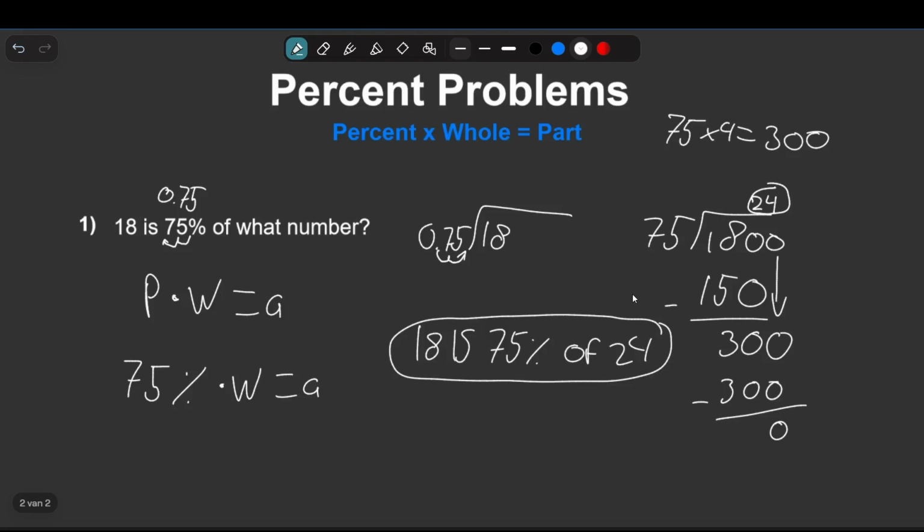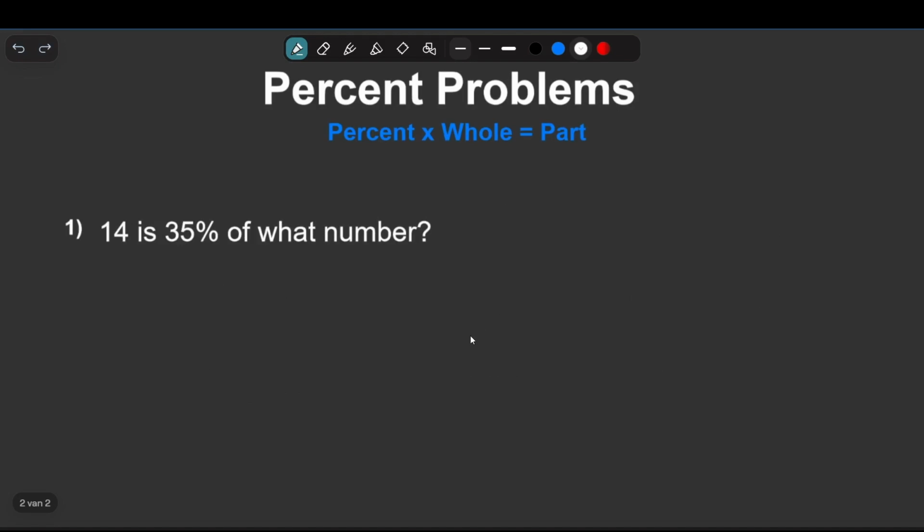So I'm going to do one more percent problem with you guys using the exact same method to get this down. So give me 1 second. Now for our second example, we have 14 is 35% of what number? We're going to do this one also together to get this down.